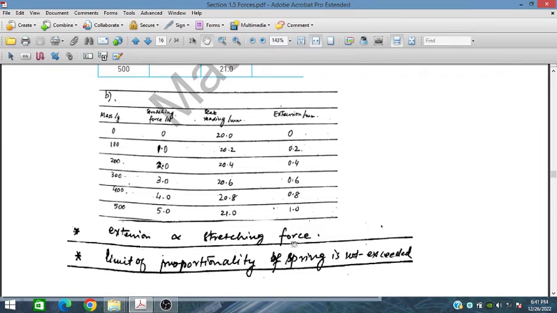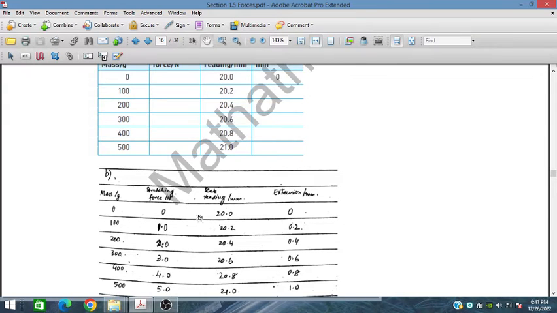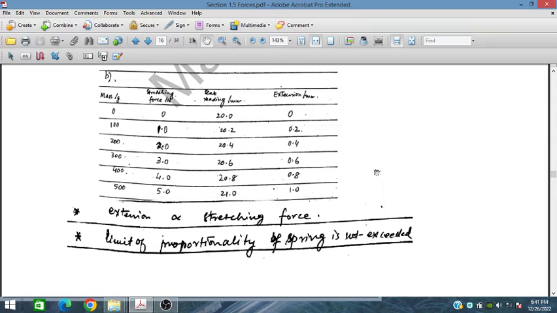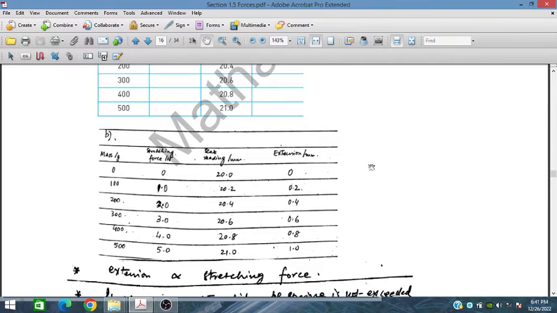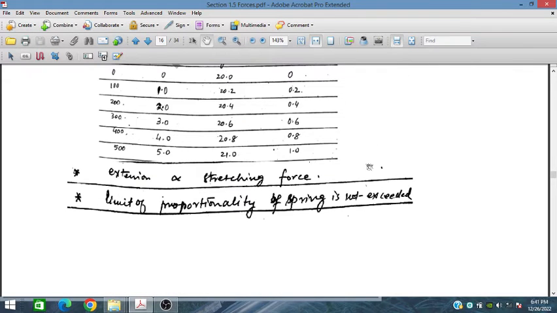So extension and stretching force are proportional. The limit of proportionality of the spring is not exceeded. It is shown from this graph that the spring is working in a linear region and the limit of proportionality is not exceeded.